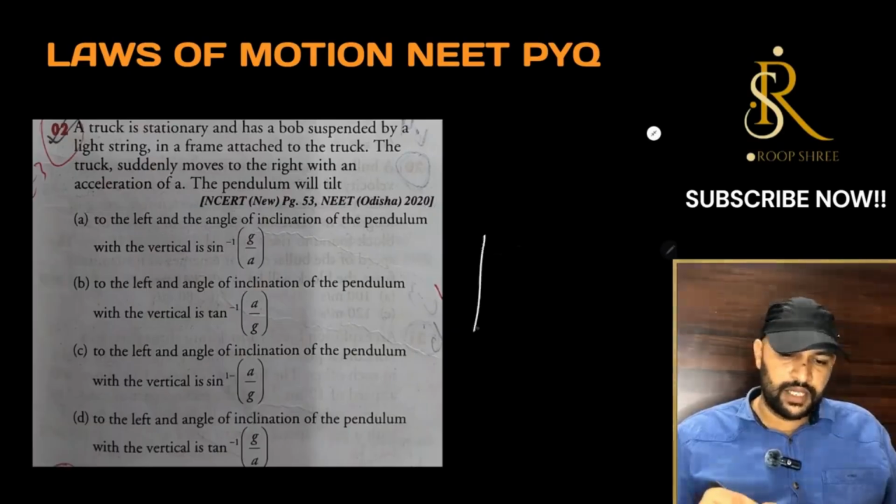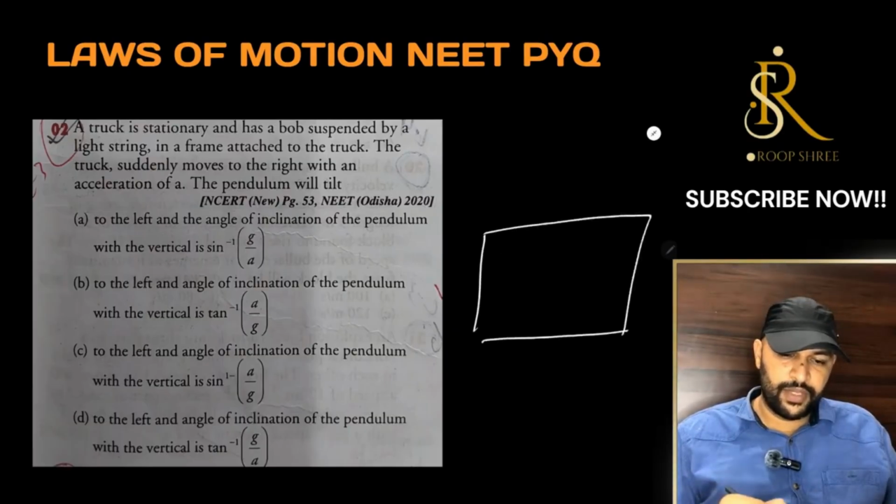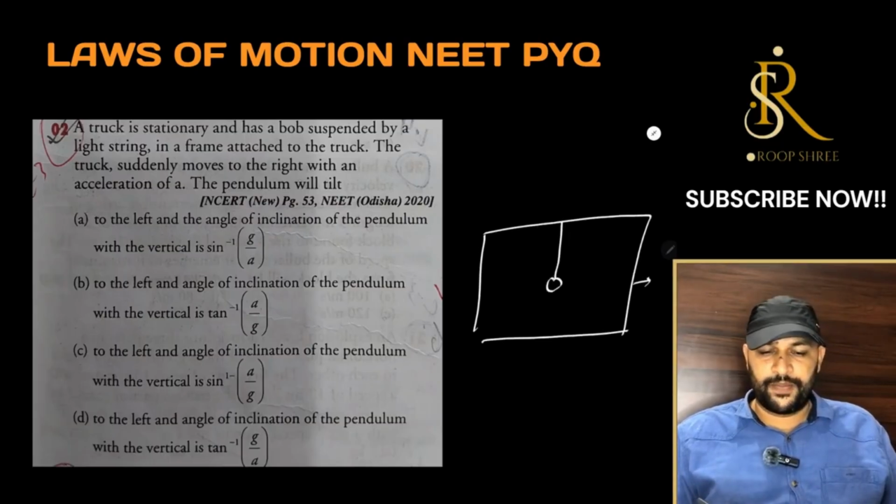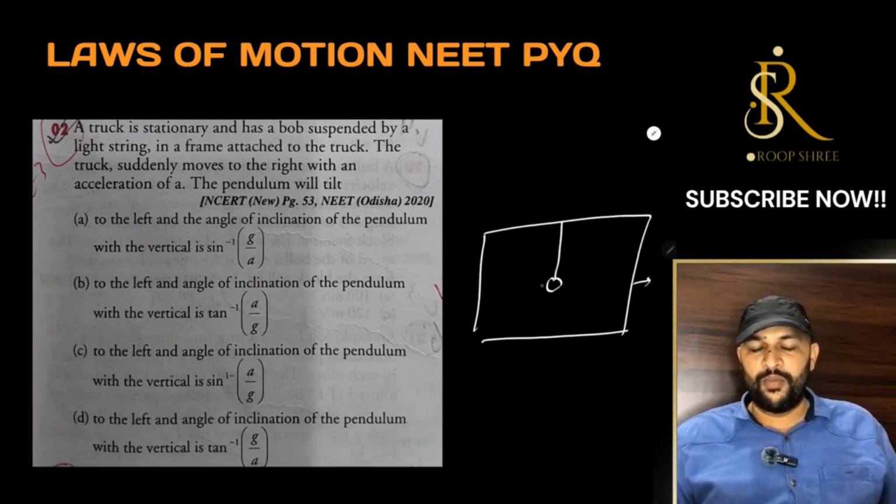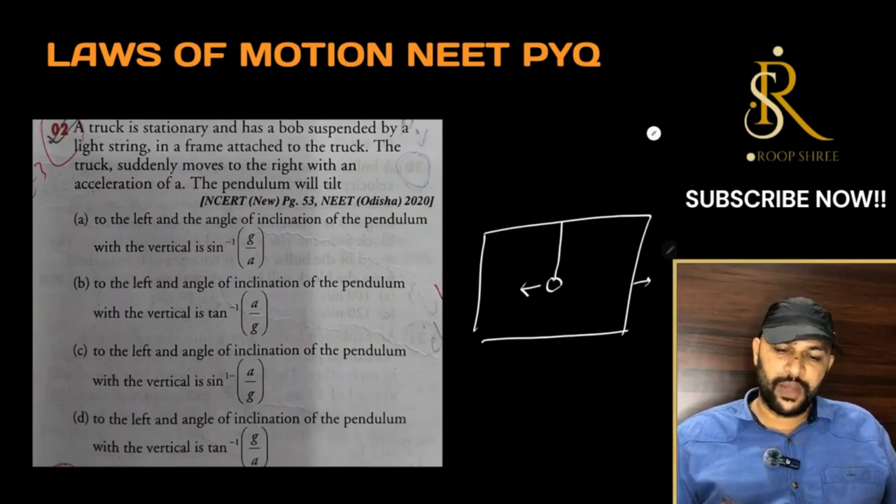Let me make it a little big because I'll have to draw the FBD, free body diagram, also. And this is a string and this is a bob attached to it. The truck is moving in the forward direction. In which direction will the bob experience a force? Sir, of course, backward direction. Pseudo force, if you have done it, right?